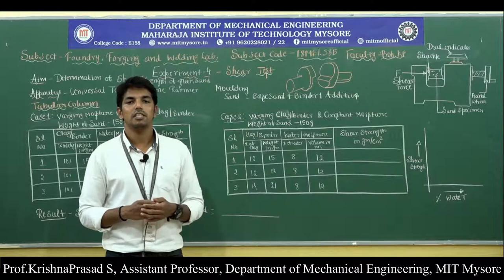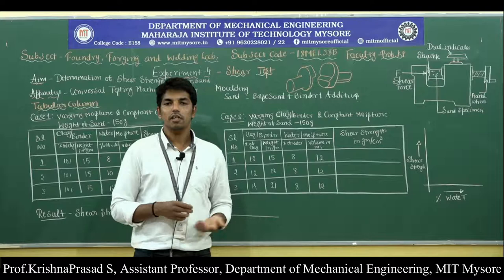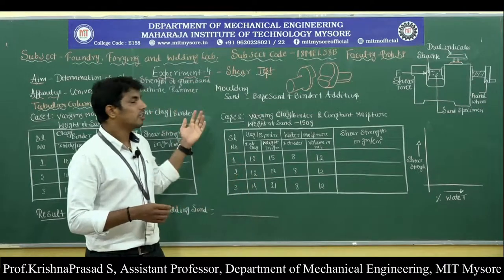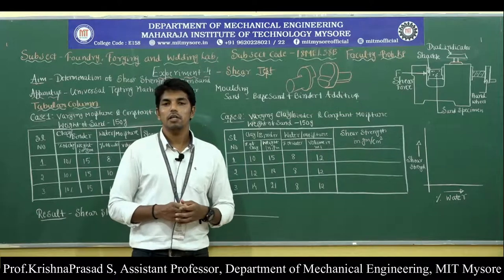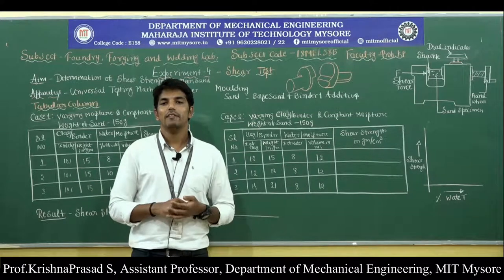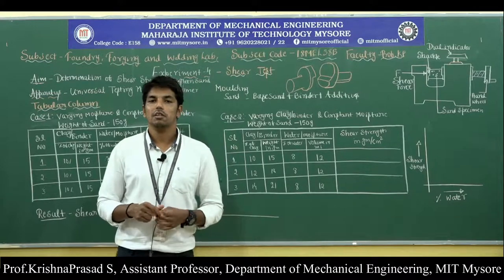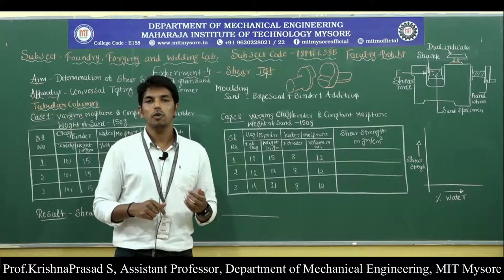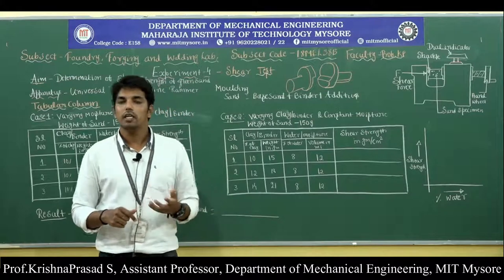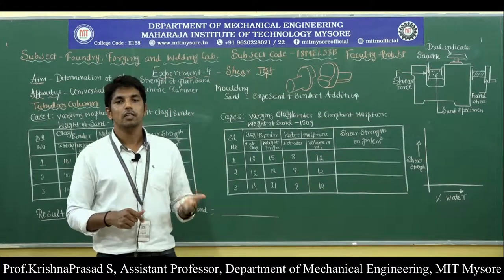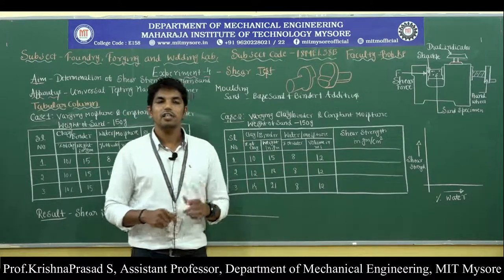Some of the different properties, like permeability, refractoriness, compression strength and shear strength, are all very much important. First of all, why do we need to know about the shear test or shear strength of the molding sand? Very simple: whenever the molten metal is poured into the mold cavity, the complete sand mass undergoes metallostatic pressure. Because of that pressure, the sand should retain its strength. In order to know whether it retains its strength, we need to know the strength of the molding sand. Because of that, we conduct the shear test for the particular sand specimen.